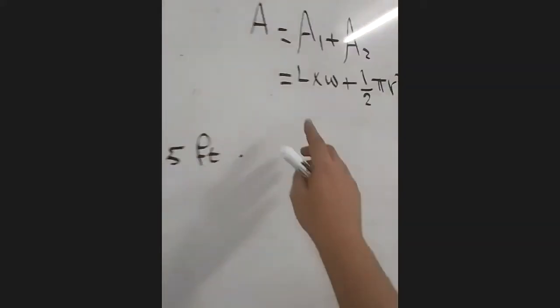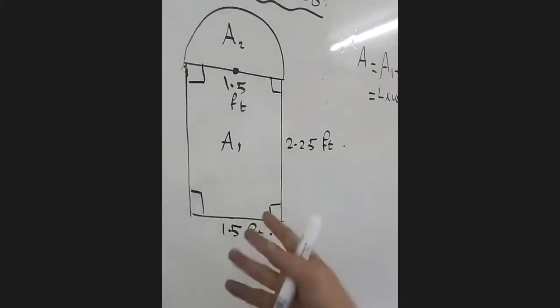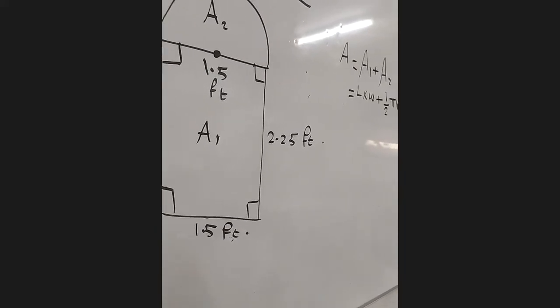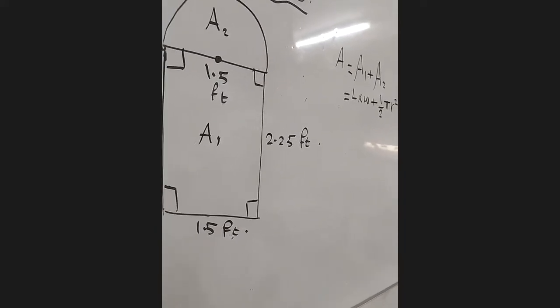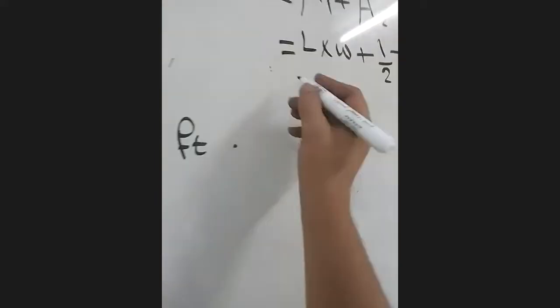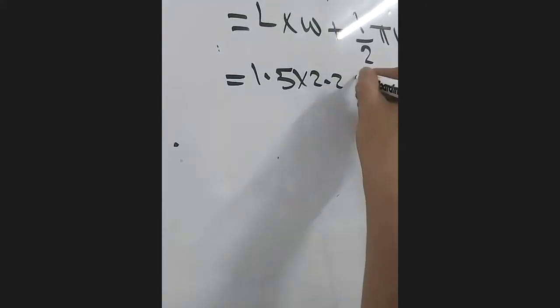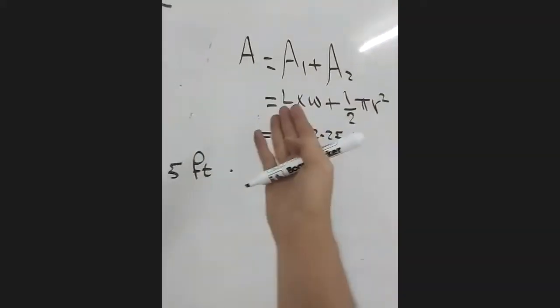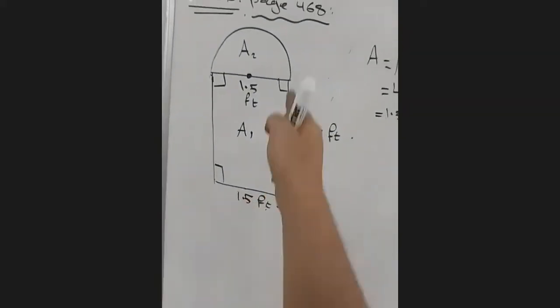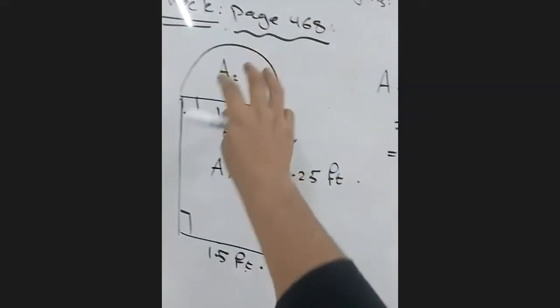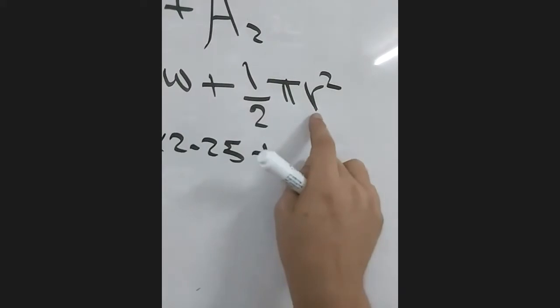Now, what's the length here multiplied with? The width, 1.5. Yes. Multiply 2.25 feet. So length multiplied by width: 1.5 multiplied by 2.25. This is area 1. Now area 2, I need the radius, right?